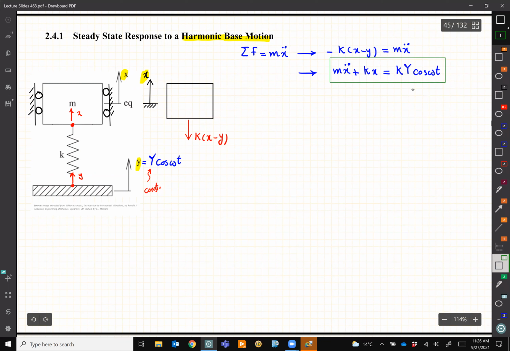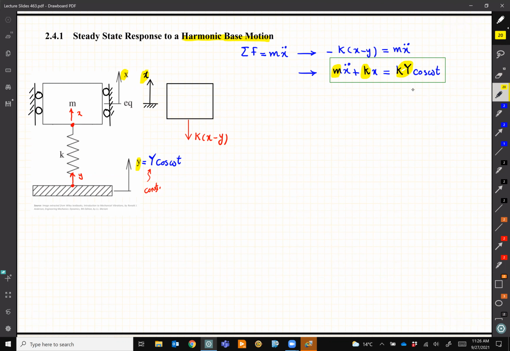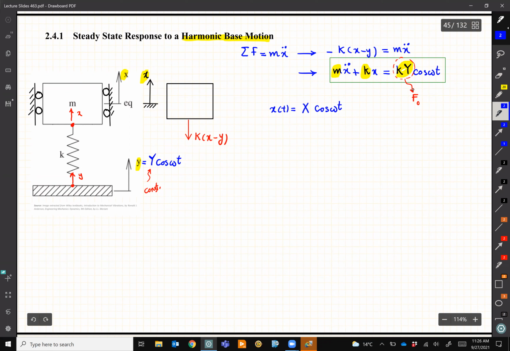But we are lucky because it exactly looks like something that we know. This is the mass, this is the stiffness, but this time our F0 just has this form. k, a number multiplied by another number, right? So this is our F0, which means we can still use the previous equation that we developed. So let me write it down. So x(t) will be then X cosine omega t. That's the response of the system.